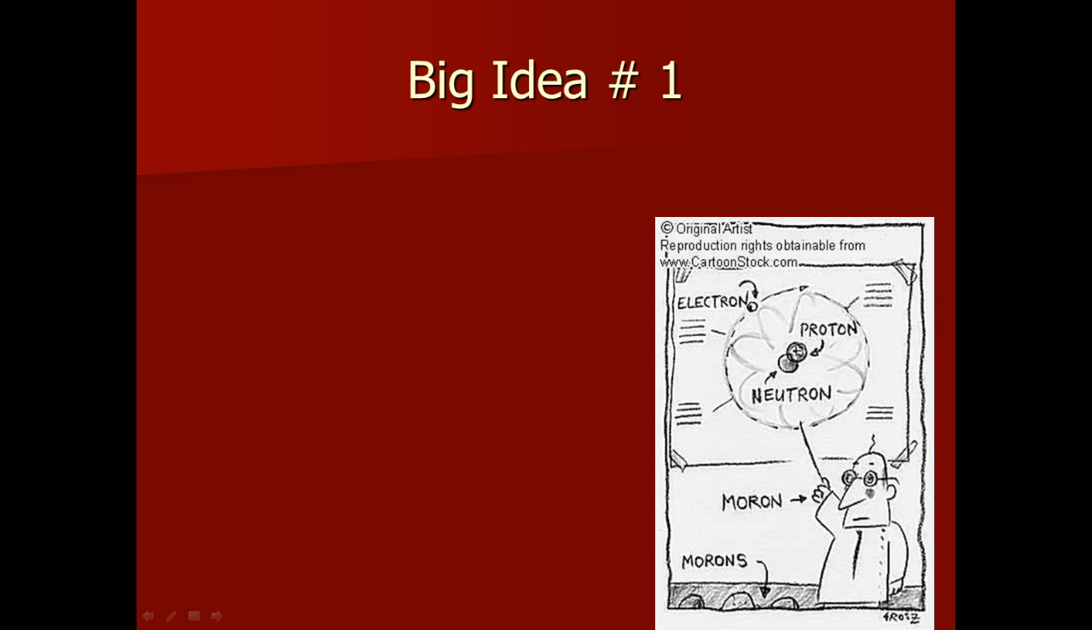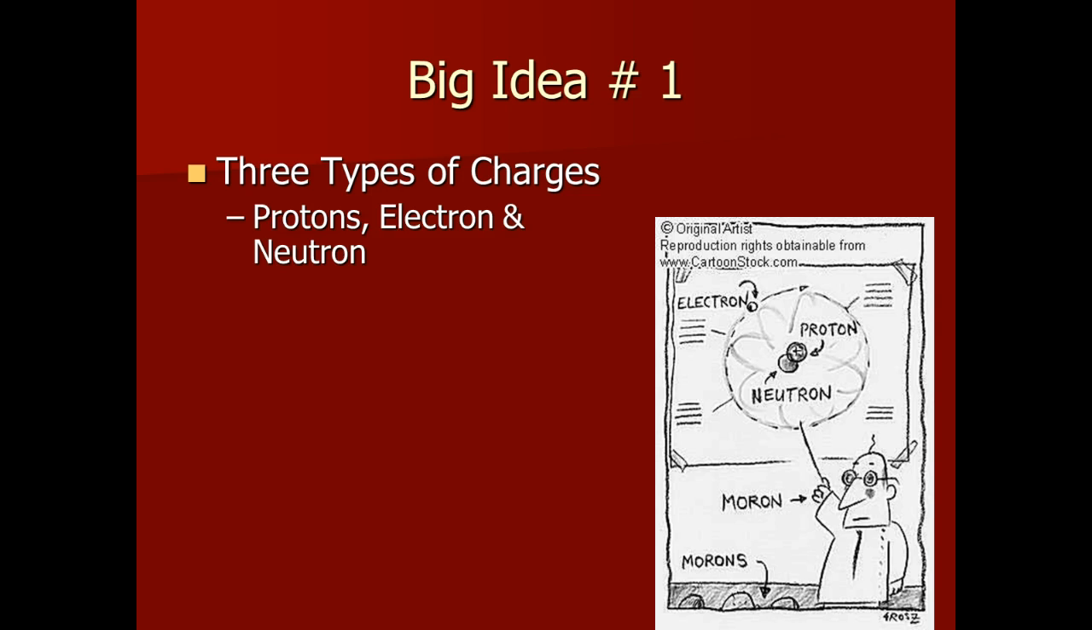There are a couple of things we need to understand about electrons before we can move forward. These concepts apply to magnetism, electrostatics, and electricity, which are all very much related. There are three types of charges. There are protons, electrons, and neutrons.